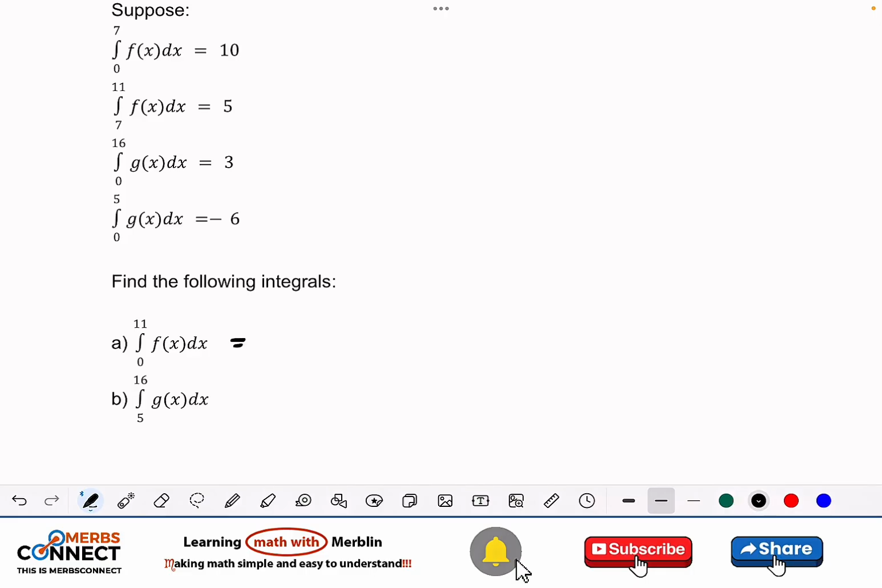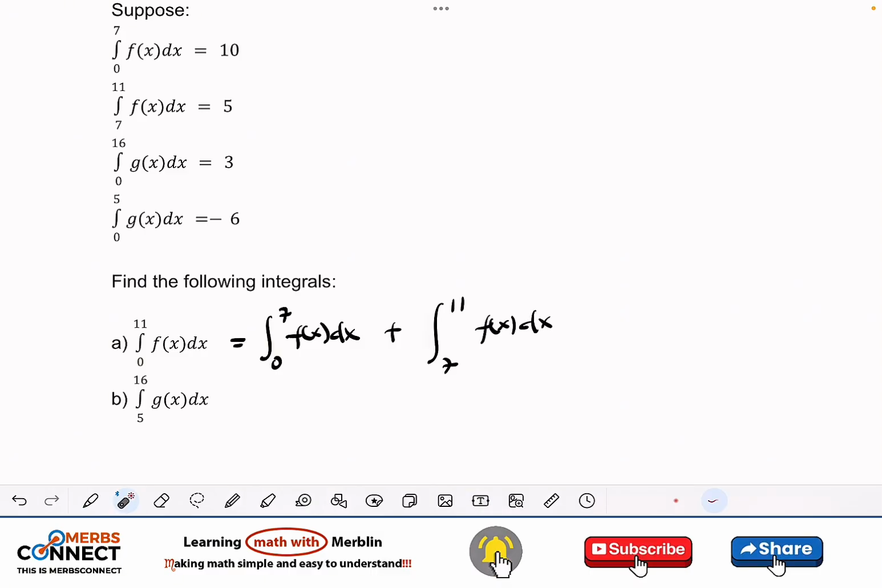So we can divide this as integration from 0 to 7, f of x dx, plus from 7 to 11, f of x dx. That's basically what you need to do. This is continuous from 0 to 7, then the 7 starts here, 7 here, 7 here, and we go to 11. When you add these, it should give you the whole. So what is this integration here? This is equal to 10, and this is equal to 5. So we are going to have 10 plus 5, and this is going to give us 15.